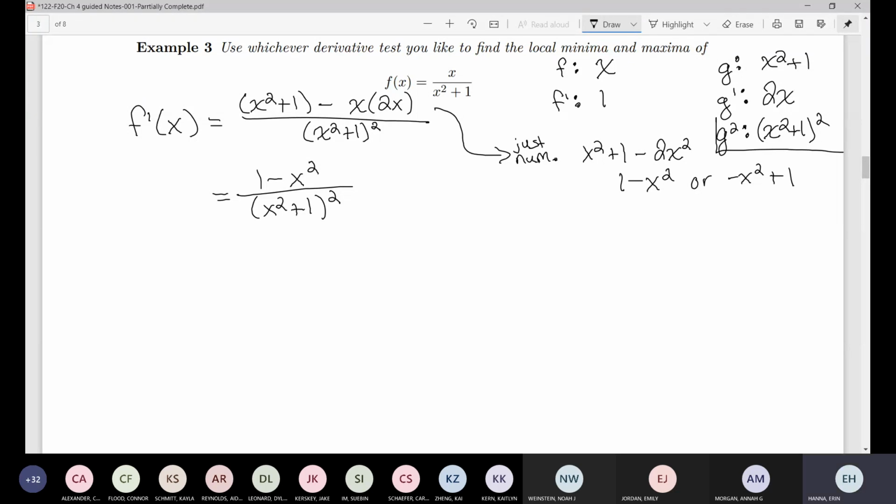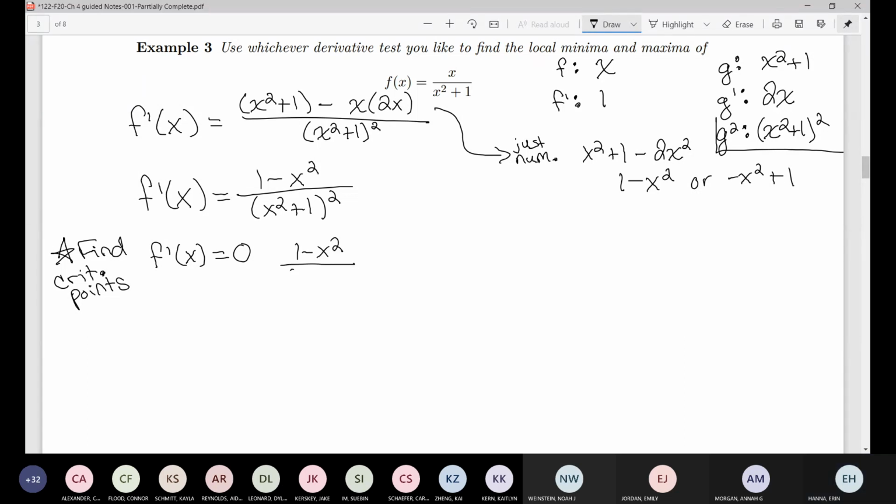Questions on how I got that? Okay. So we found our derivative. Now we have to find our critical points. So let me remind us what step we're at. We're going to find critical points. So that's either the derivative is 0 or the derivative is undefined. So let me start with the derivative being 0. So I'd have this big nasty thing equals 0.